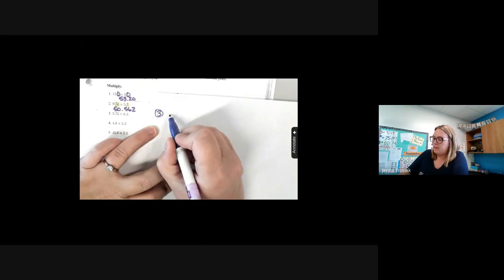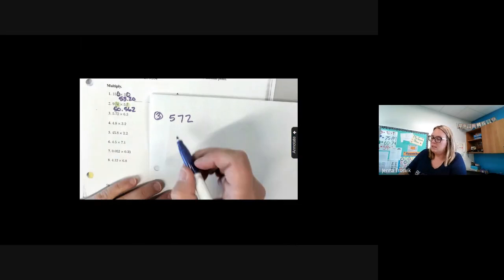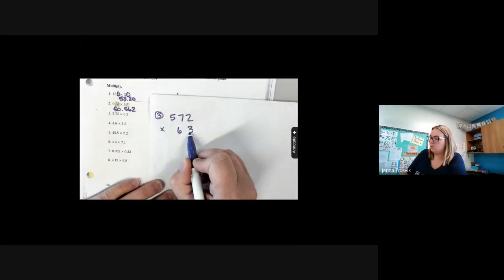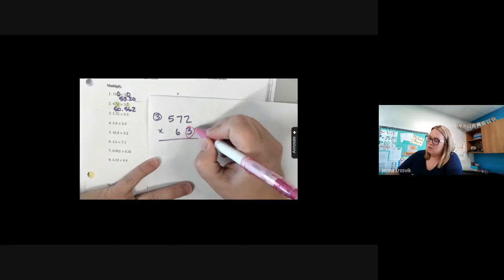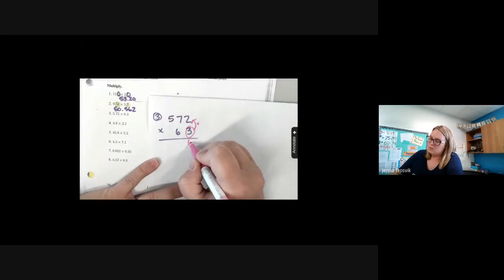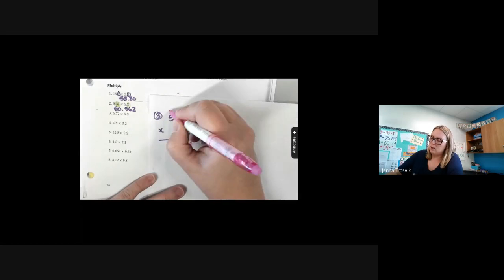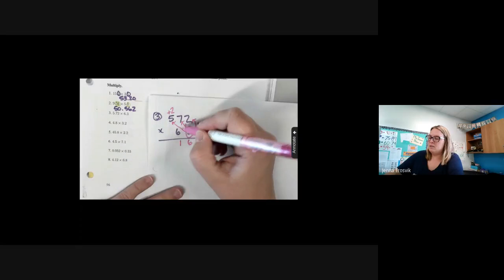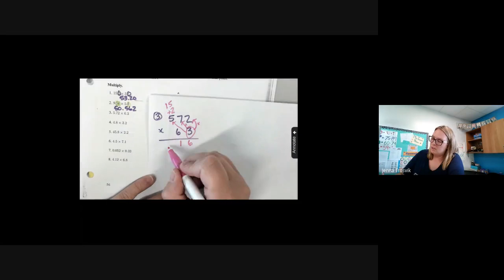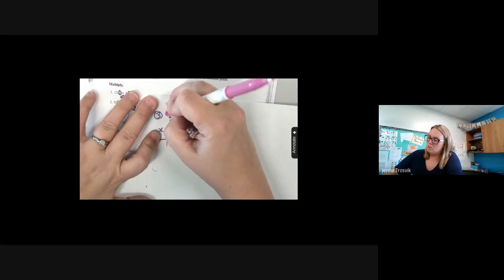Number 3, we have 572, because I'm going to ignore my decimals, times 63. So 572 times 63. I'm going to go a little faster this time, okay? 3 times 2 gives me 6. 3 times 7 is 21. I'm going to put my 1 down below and carry my 2 up above. 3 times 5 gives me 15. 15 plus 2 gives me 17. I put my 17 down below because that was my last digit to multiply by.